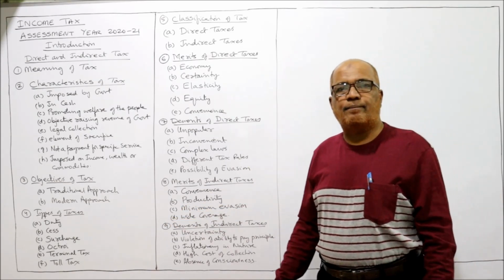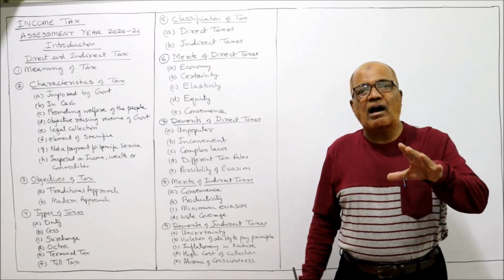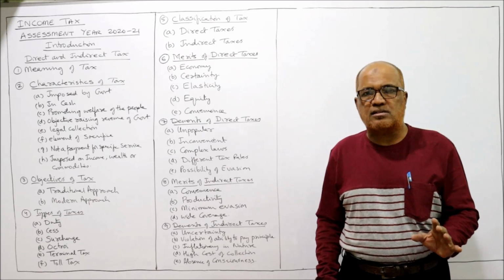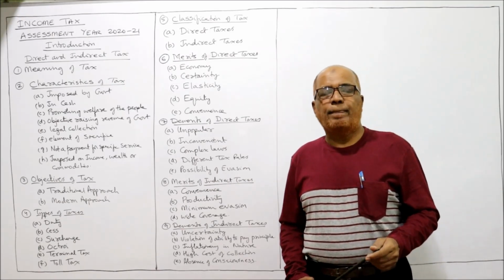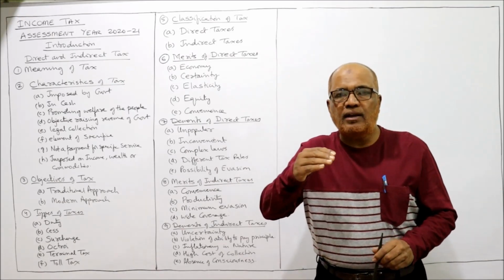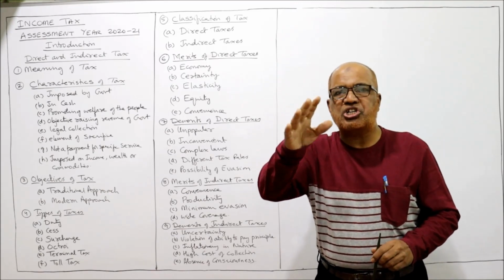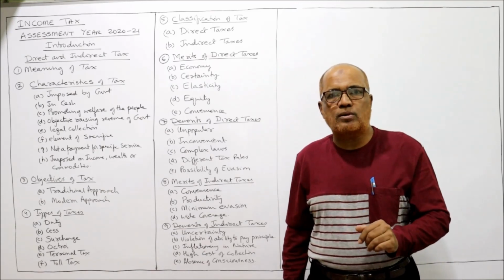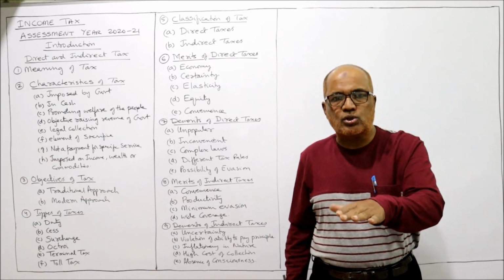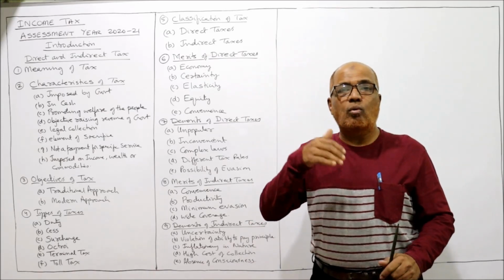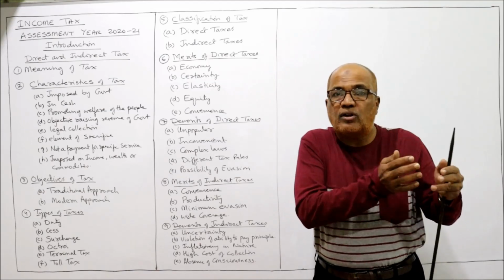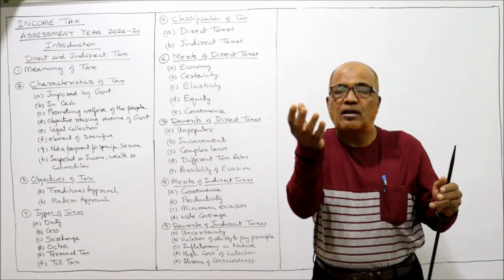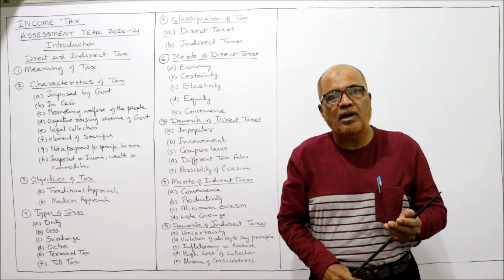Third one, elasticity. Elasticity means the government can regulate the direct taxes. If the government wants less revenue, the government will give more exemptions and deductions to the assessee so that his tax liability will get reduced. Sometimes the government requires more funds. The government lifts all the deductions and exemptions. That means the income of the people will increase, and the tax liability will also increase.